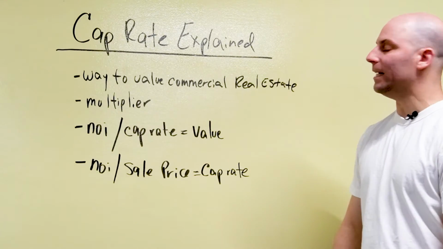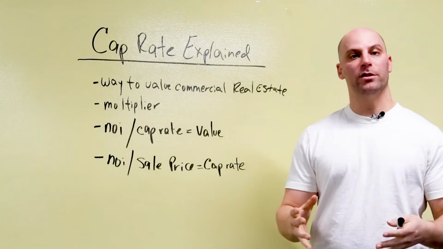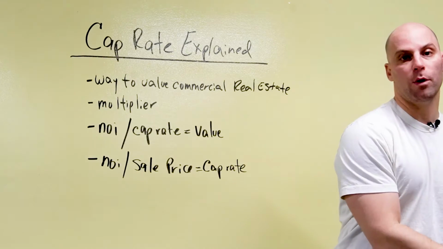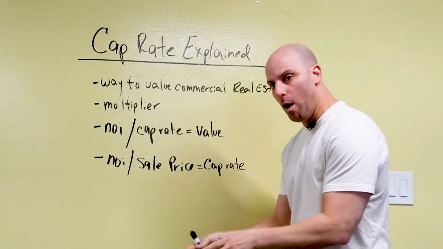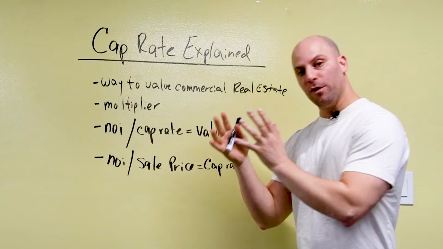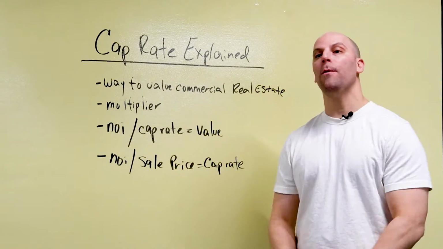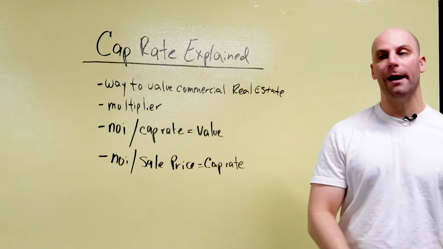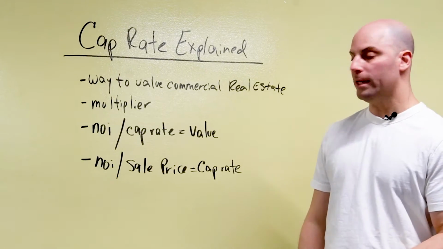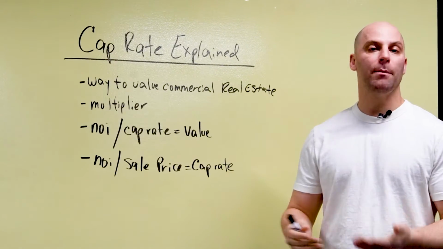Essentially what it is, is a multiplier, a way of understanding, okay, this is how much cash flow it's throwing off, therefore it must be worth Y. Or in the reverse, it's sold for this, it's throwing off this amount of cash flow, therefore the cap rate should be Y. Now, let's understand a little bit about cap rates. How you figure out what a cap rate is, there's a couple different equations.